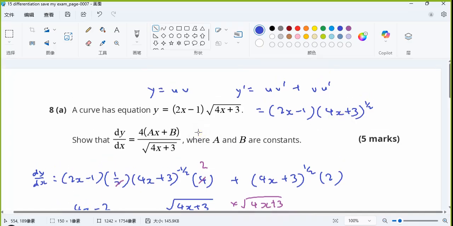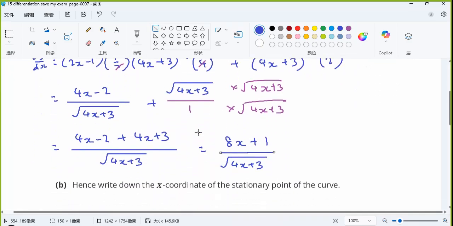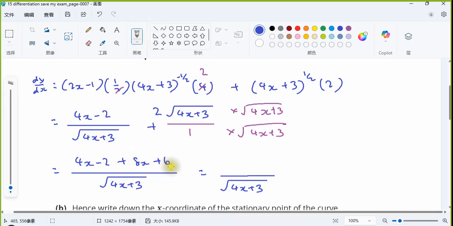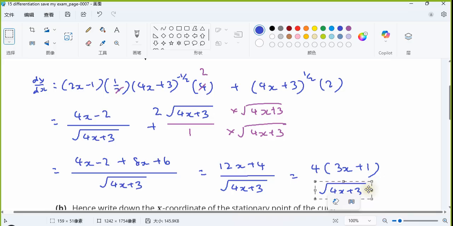Wait, something is wrong. I made a mistake here. I have a 2 here. Should have a 2 here. So this one should be 8x plus 6. Then we have 12x plus 4. So we factorize 4, then 3x plus 1. Okay, 4 times 3x plus 1.